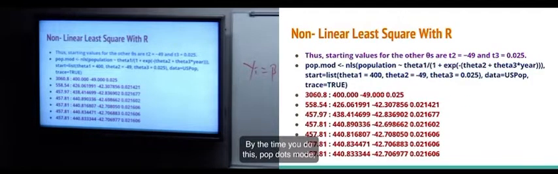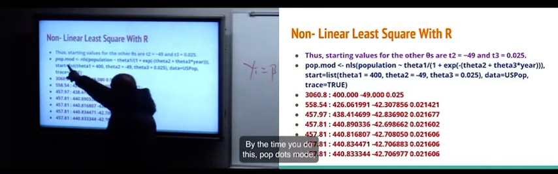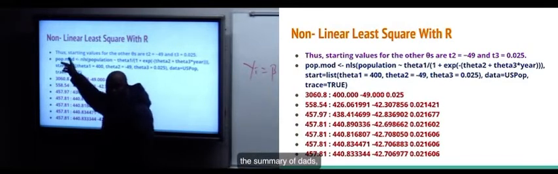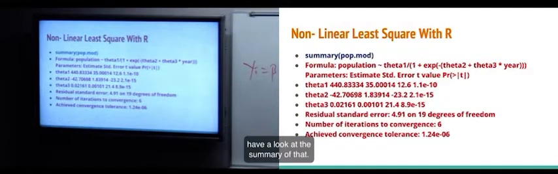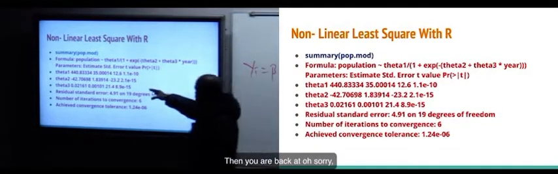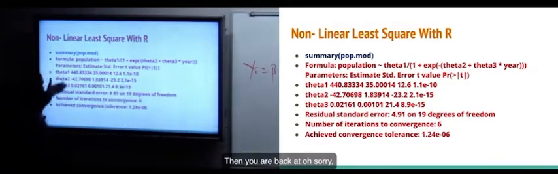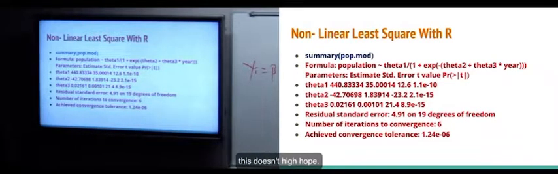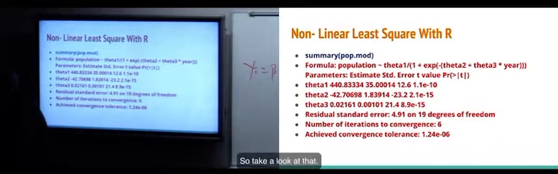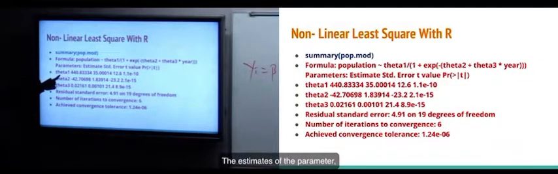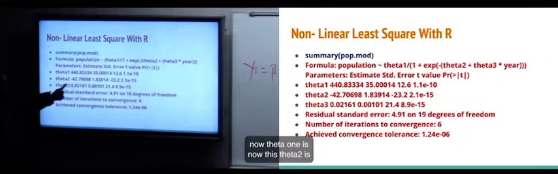By the time you do this pop.mod, you can do the summary of that. Then you're going to have, look at that, the summary. These are the estimates, the standard errors, and these are the p-values. Now, the estimate of the parameters: theta 1 is this, theta 2 is that, theta 3 is that. Any question?